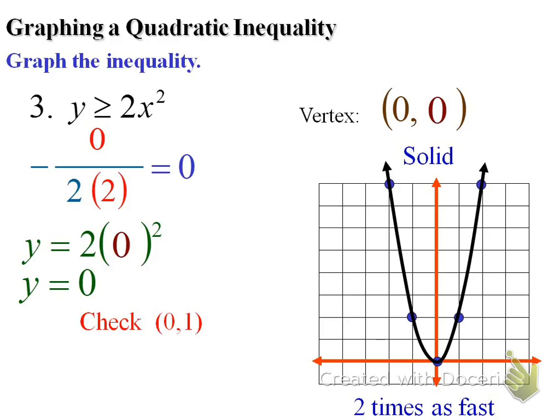Now we want to test a point, so let's check 0, 1. When I plug 0, 1 in, I would get 1 is greater than or equal to 0. 0, 1 is inside the parabola right here, so am I going to shade that region? Yes.